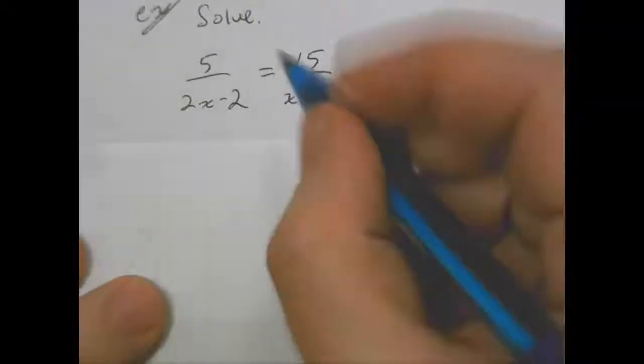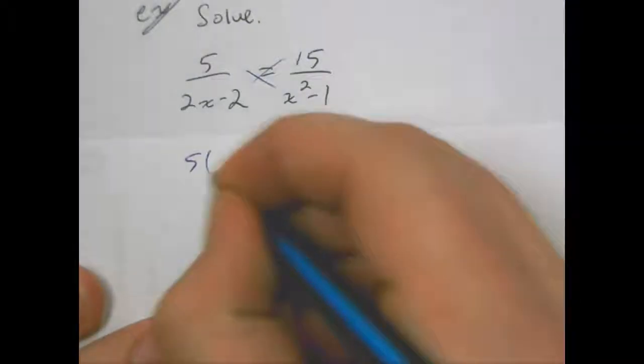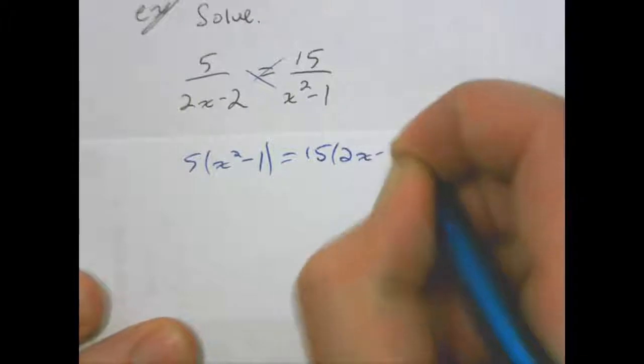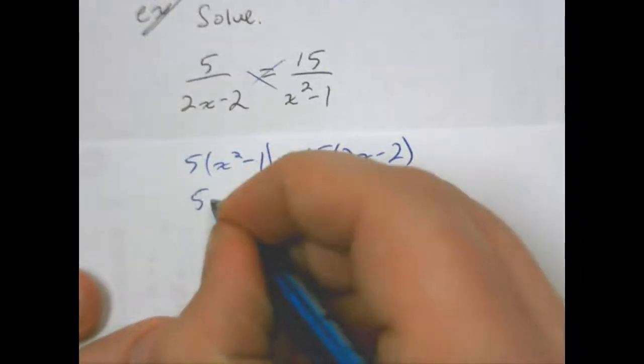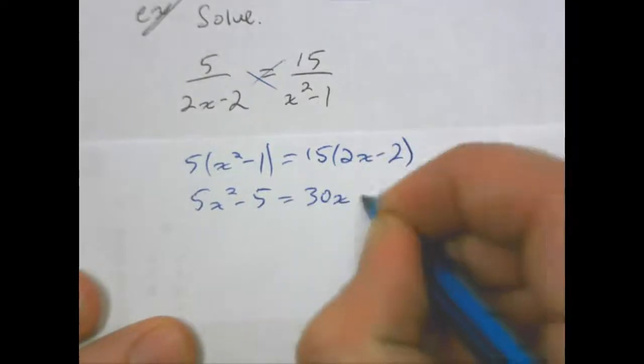All right, so here we have fractions. We already have them set up as fractions, so let's go ahead and cross multiply. So I have 5 times x squared minus 1 equals 15 times 2x minus 2. Distribute some stuff, so 5x squared minus 5 equals 30x minus 30.